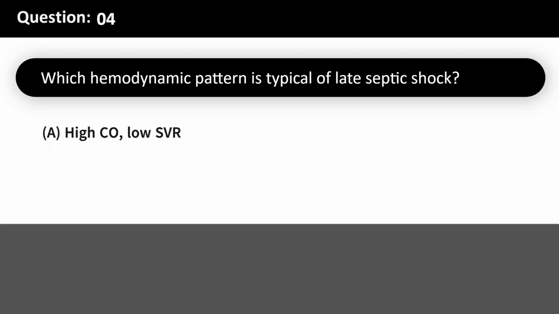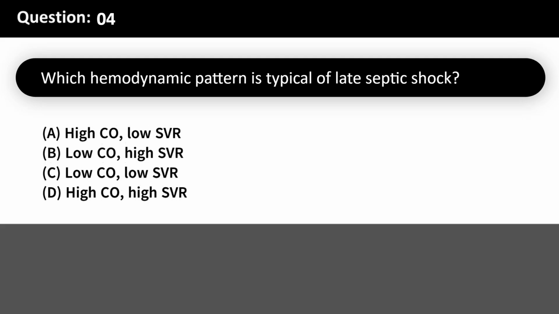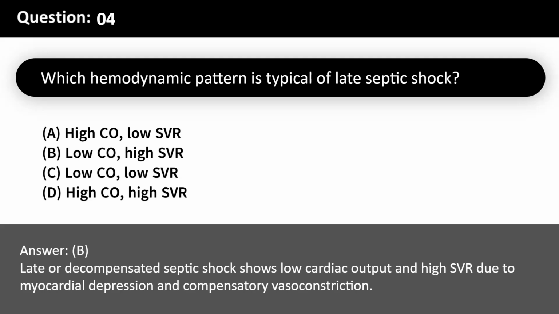Which hemodynamic pattern is typical of late septic shock? A. High CO, low SVR. B. Low CO, high SVR. C. Low CO, low SVR. D. High CO, high SVR. Answer: B. Late or decompensated septic shock shows low cardiac output and high SVR due to myocardial depression and compensatory vasoconstriction.